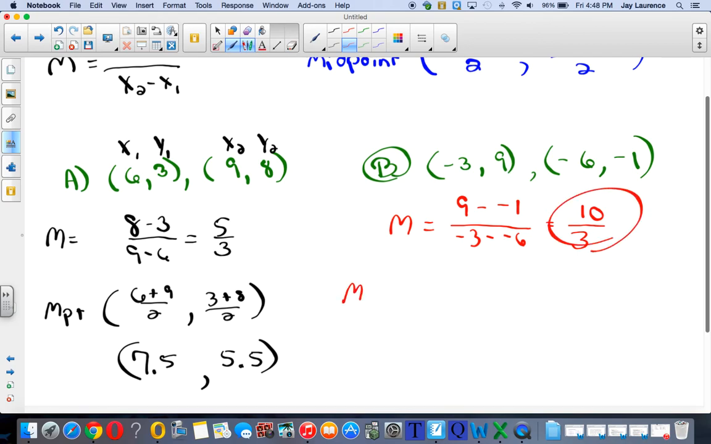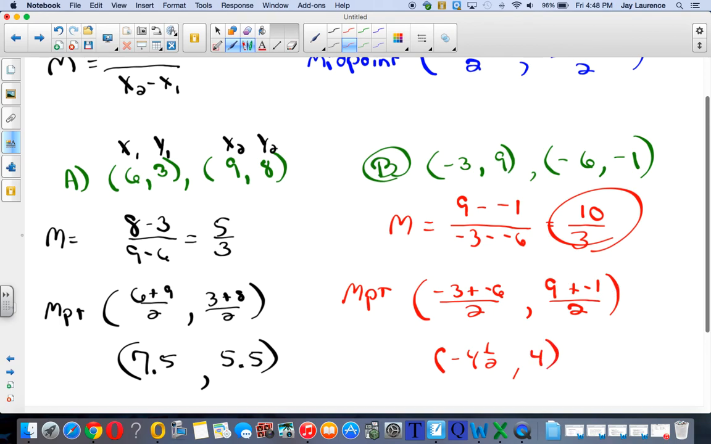Now the midpoint, I'm going to average, so I'm going to get negative 3 plus negative 6 divided by 2, which, by the way, will be negative 4.5, won't it? And then I'm going to average the y's, and I'm going to get 9 plus negative 1 divided by 2, and that's going to be 4.